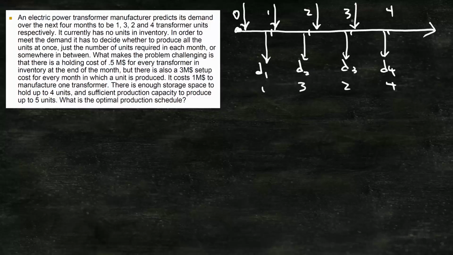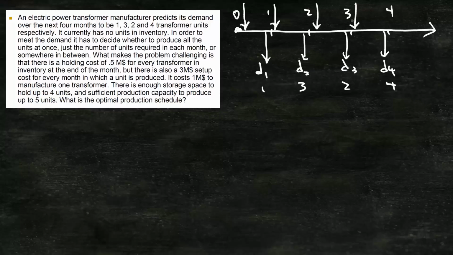What makes the problem challenging is there's a holding cost of $500,000. So a holding cost would tend to make you think that you don't want to produce them all at once, because you don't want to have units in inventory. But there's also a $3 million setup cost, which means that you don't want to produce very often, so you do want to set up once at the beginning. So that's the issue. It costs $1 million to manufacture one transformer. There's enough storage space to hold up to 4 units and sufficient production capacity to produce up to 5 units.